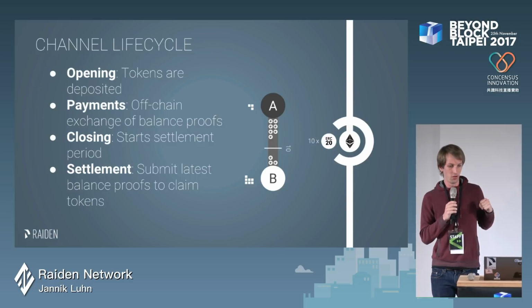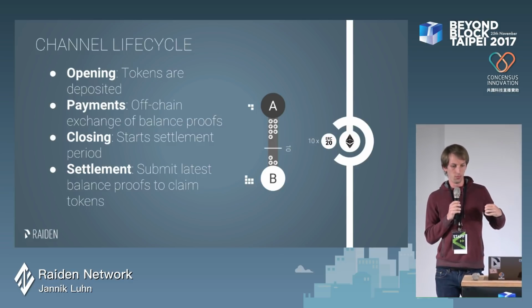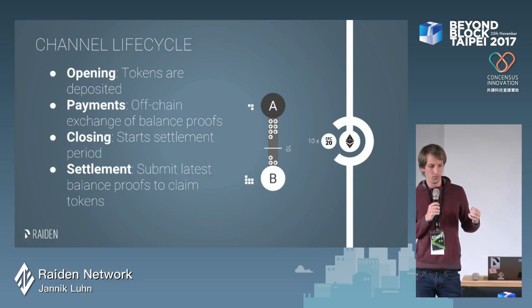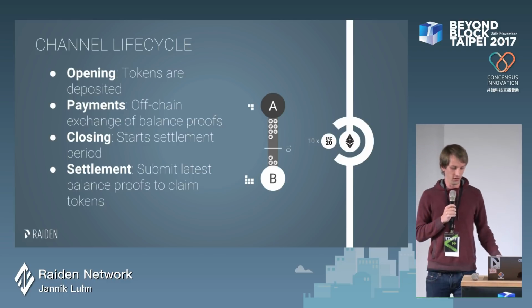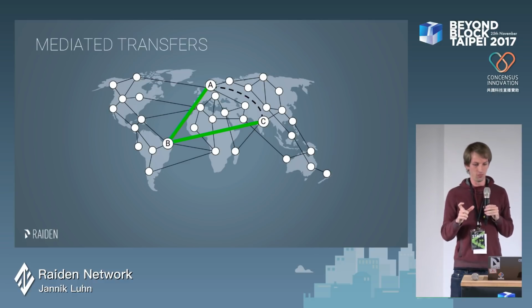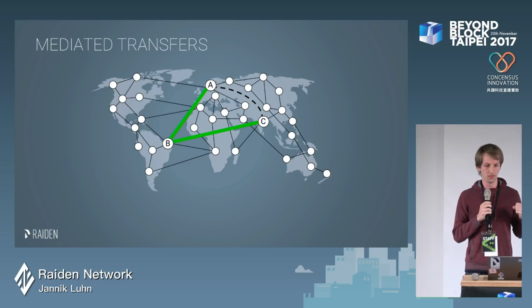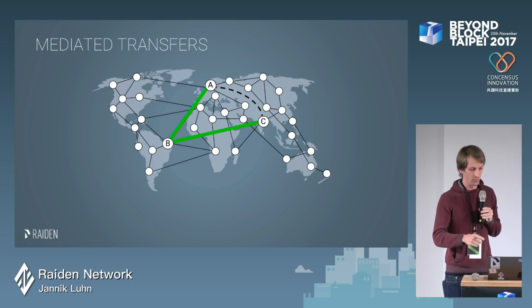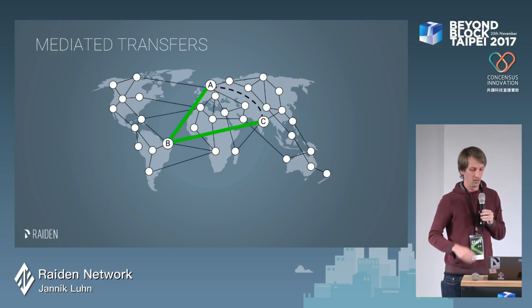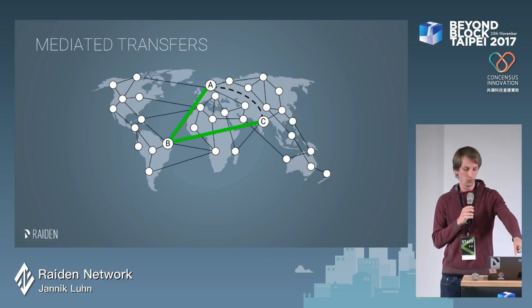There's one problem though. If you want to do payments, you always have to open a channel. And if you want to open a channel with everyone you want to pay, this just doesn't work because you won't have enough tokens. So what we need is basically a network of payment channels, and that's what makes the Raiden network a network. And in this example, Alice wants to pay Charlie some money, but there's no open channel between them.